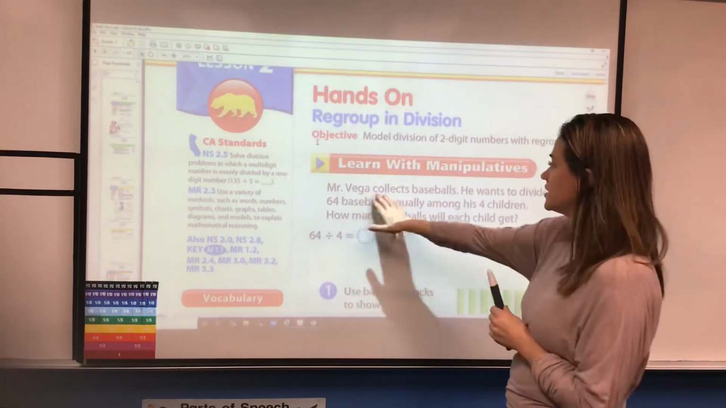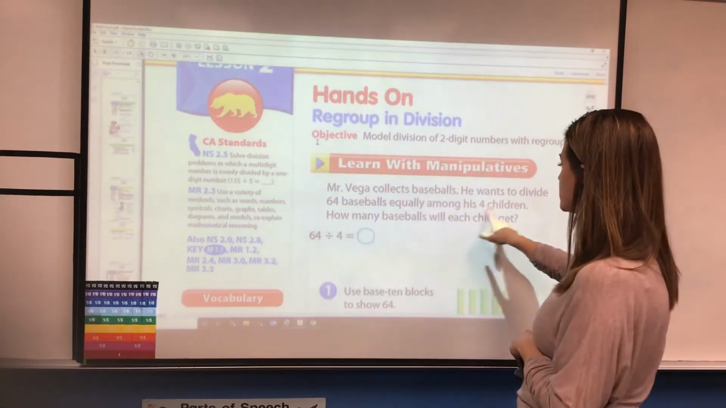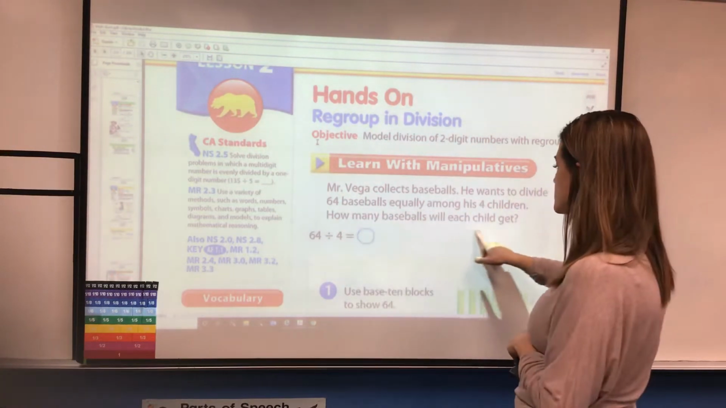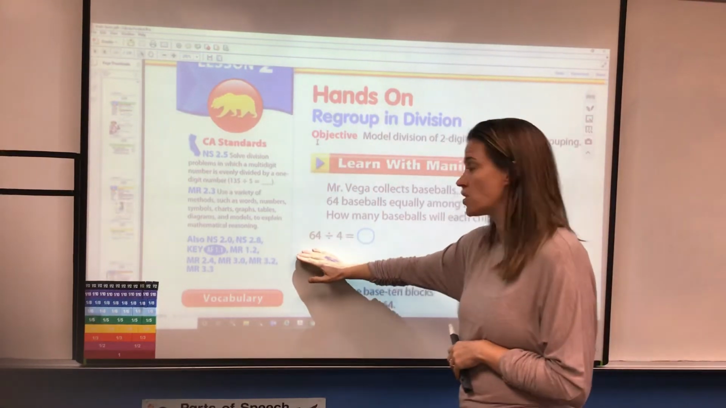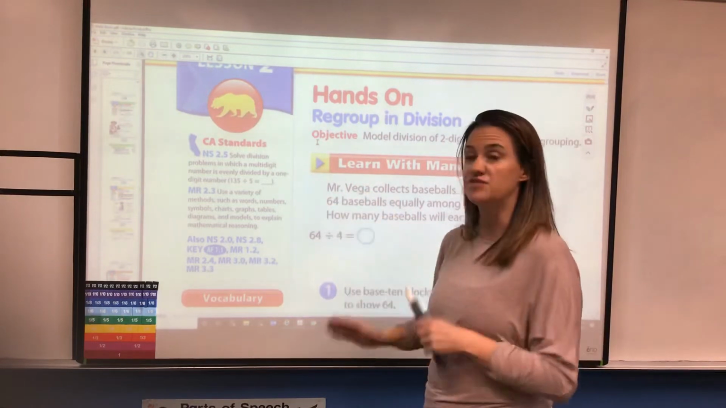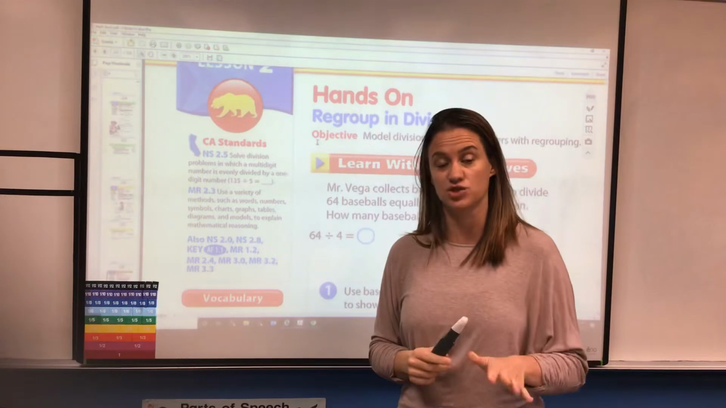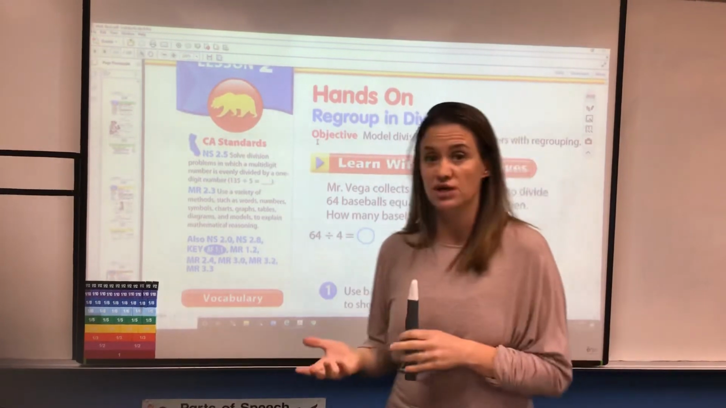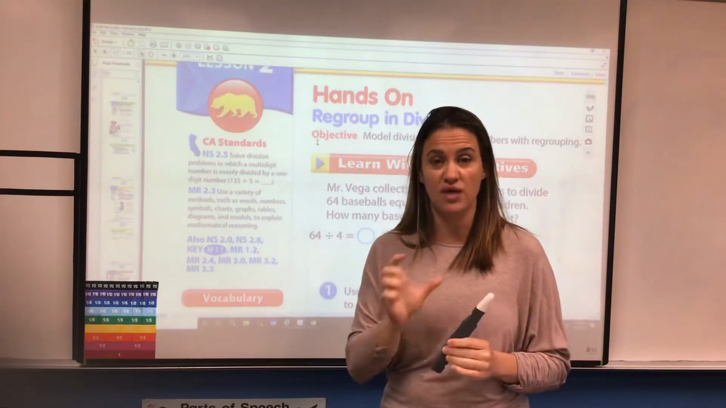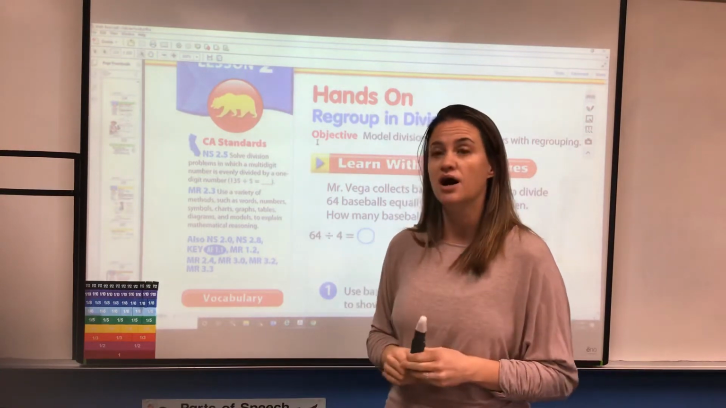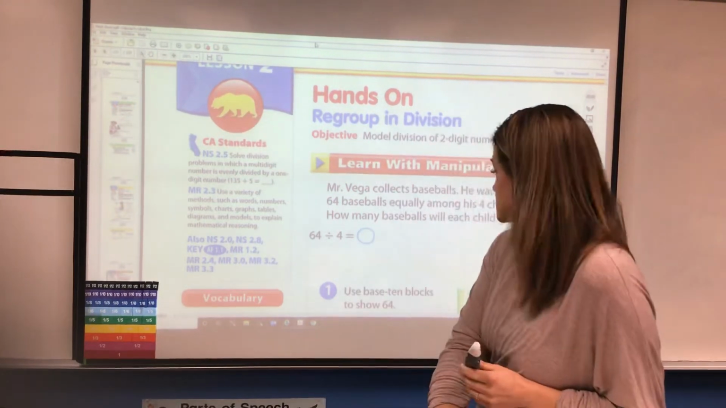Mr. Vega collects baseballs. He wants to divide 64 baseballs equally among his 4 children. How many baseballs will each child get? They set the division problem up as 64 divided by 4. So you can go ahead and work that division problem, or you can break it apart by drawing base 10 blocks like the video showed you yesterday. So if you need a reminder, please go back to yesterday's lesson and play the video that I had on there for you guys yesterday, if you need a friendly reminder of how to do the division with the base 10 blocks.